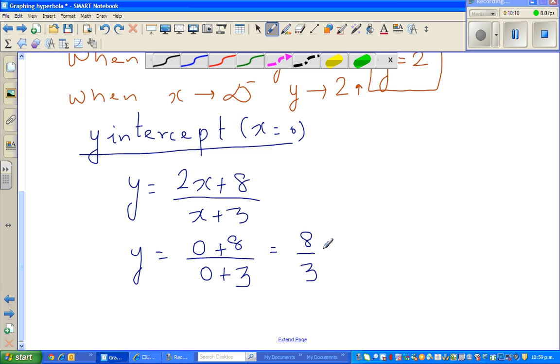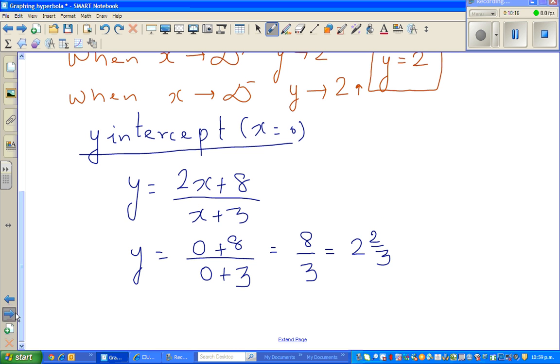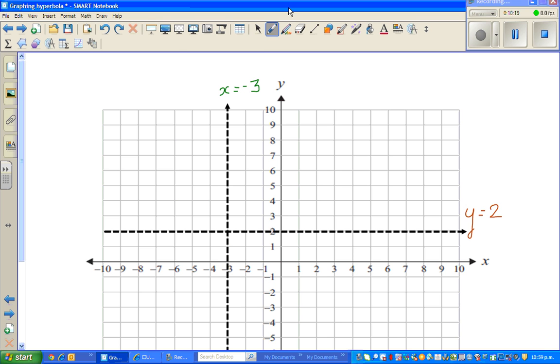So this is 2 2/3. Let me plot that. So the y-intercept is 2 2/3. Let me use a thicker point. This is 1/3, and this is 2/3.